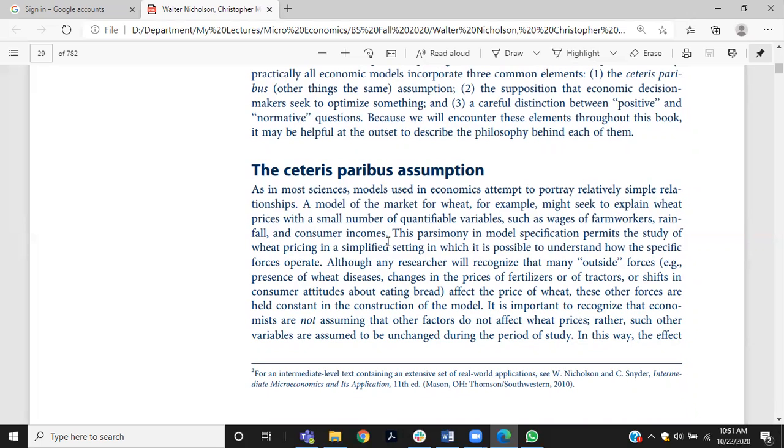These variables practically may not be constant, but for the time being, for the period of study, some factors are assumed to be constant, and this is basically the ceteris paribus assumption. These are the assumptions of the theory or model. These are conditions of the theory or model. Whenever there is a change in one or more of the variables that are assumed to be constant during the period of study, our results will change.